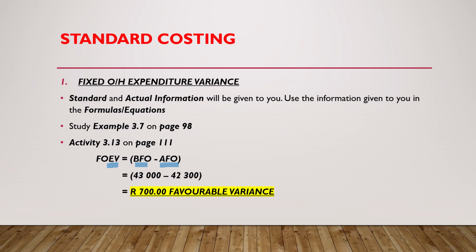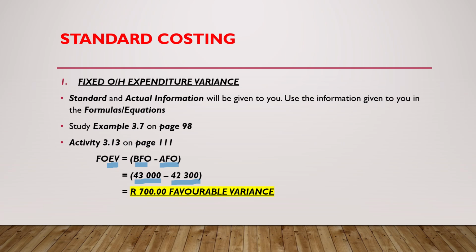So let's substitute the figures. Let's go to the exercise and look for budgeted fixed overhead. In the budgeted information we have budgeted fixed overheads of 43,000, minus actual fixed overhead. Let's go to the actual information and look for actual fixed overheads. Actual fixed overheads are 42,300.